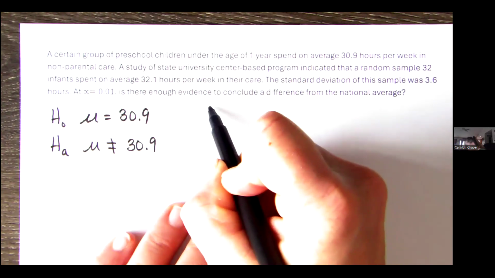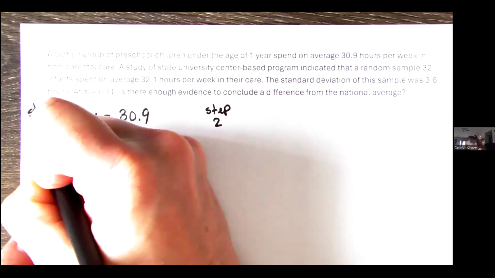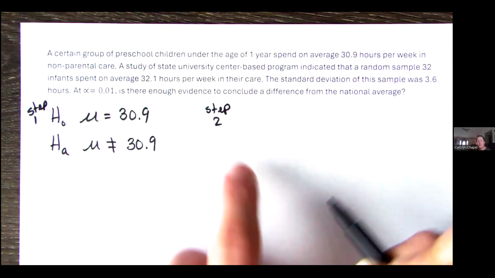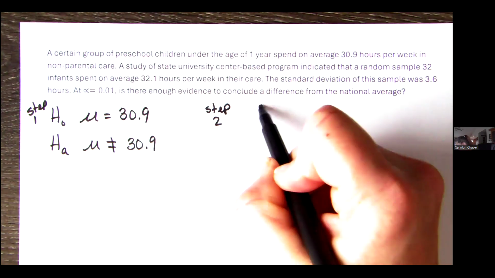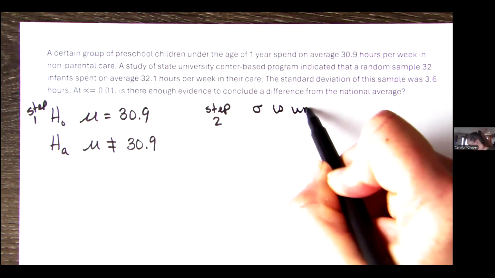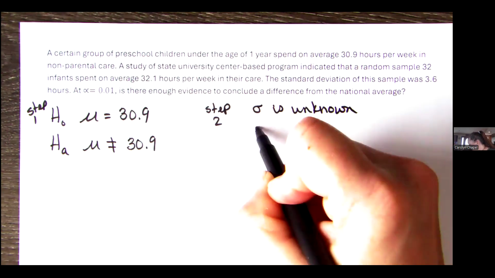But they can even do step 2 before they even do the sample, because step 2 indicates, well, do we know our national standard deviation? The population standard deviation. The answer to that is no, sigma is unknown. So we know we're going to be using a t.